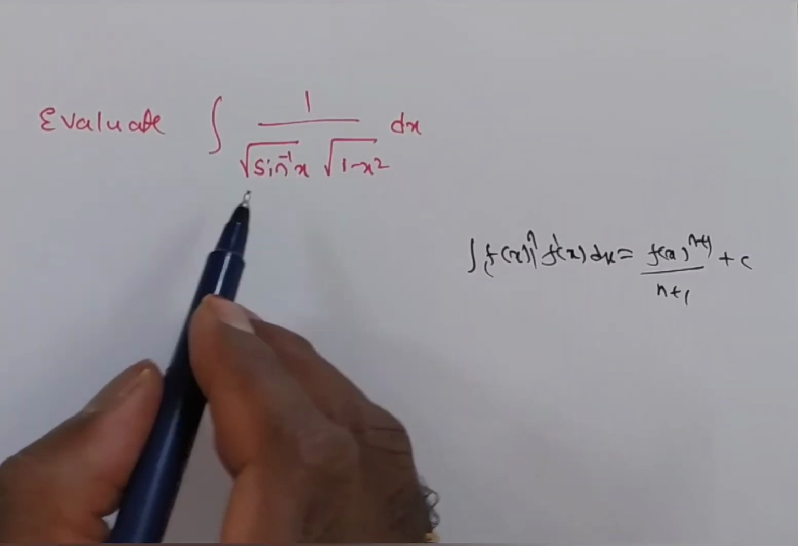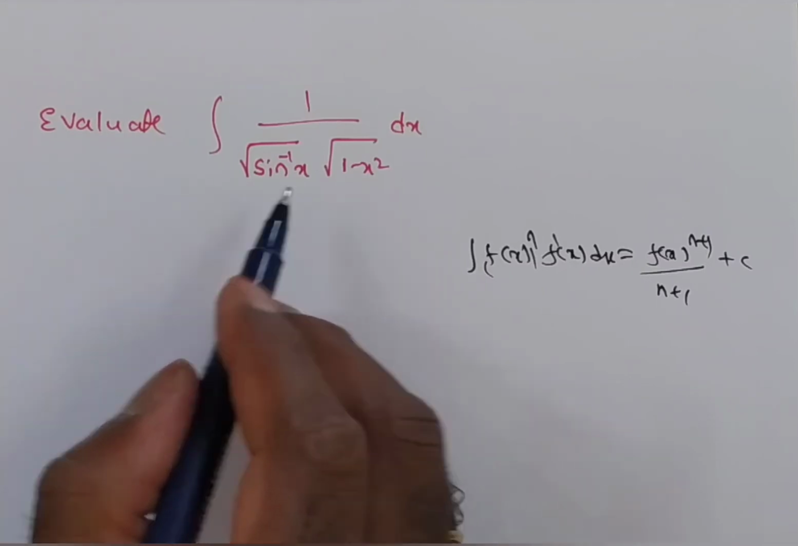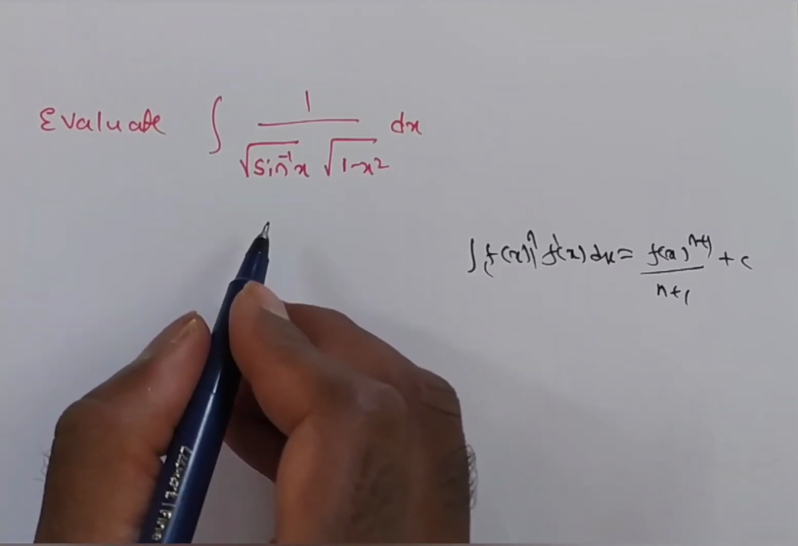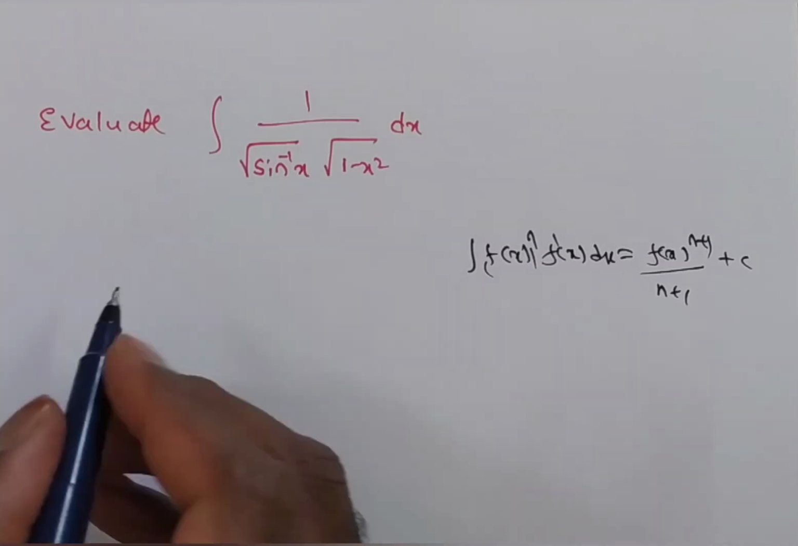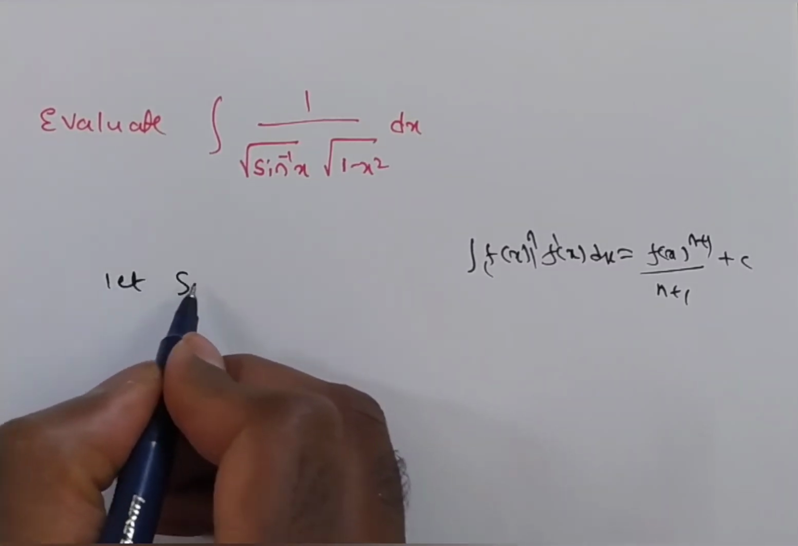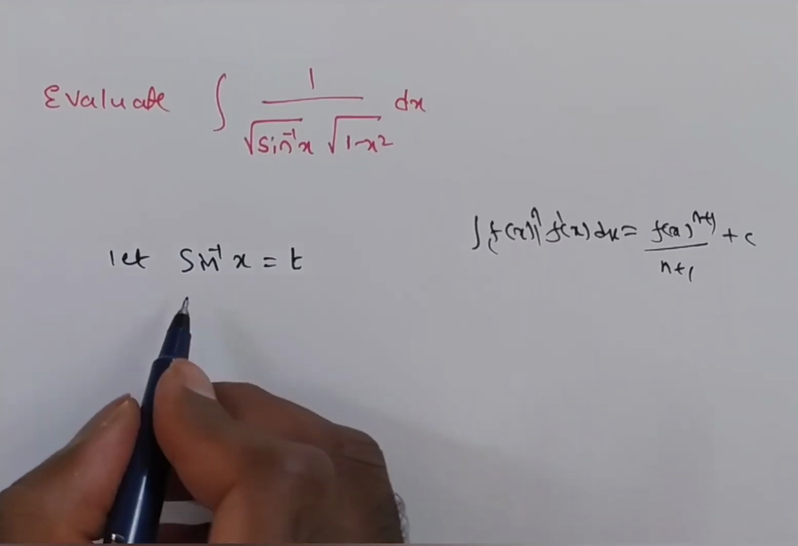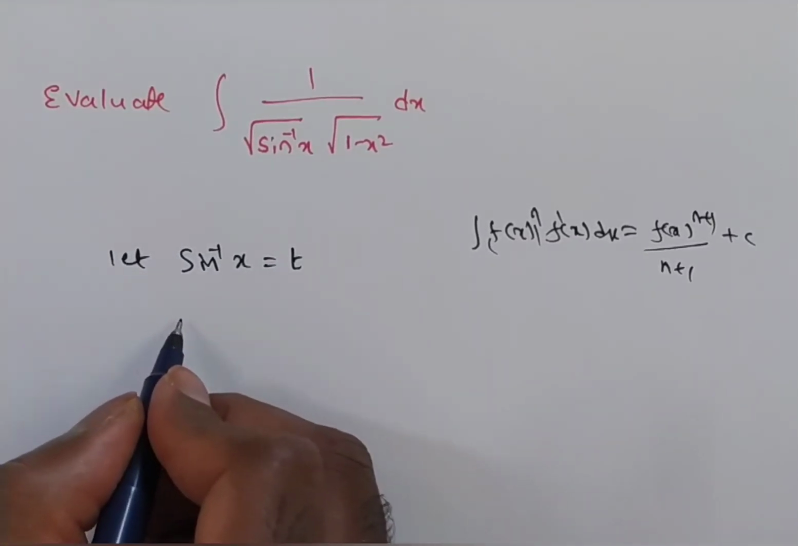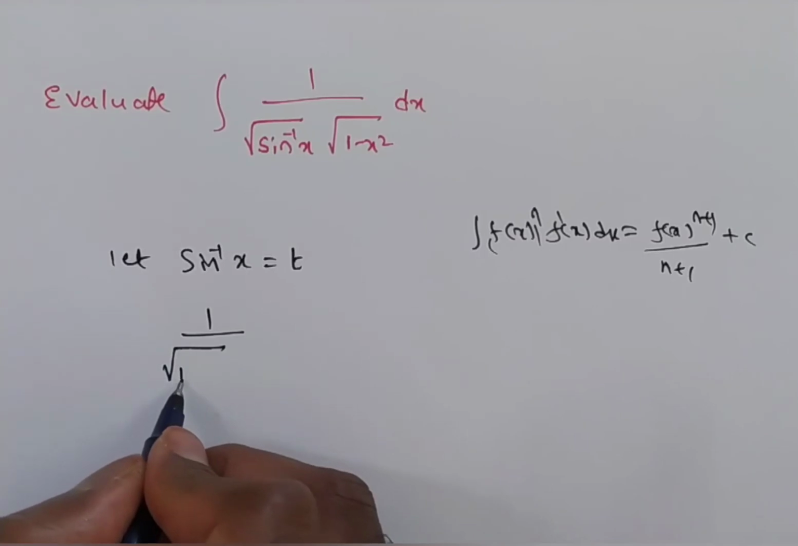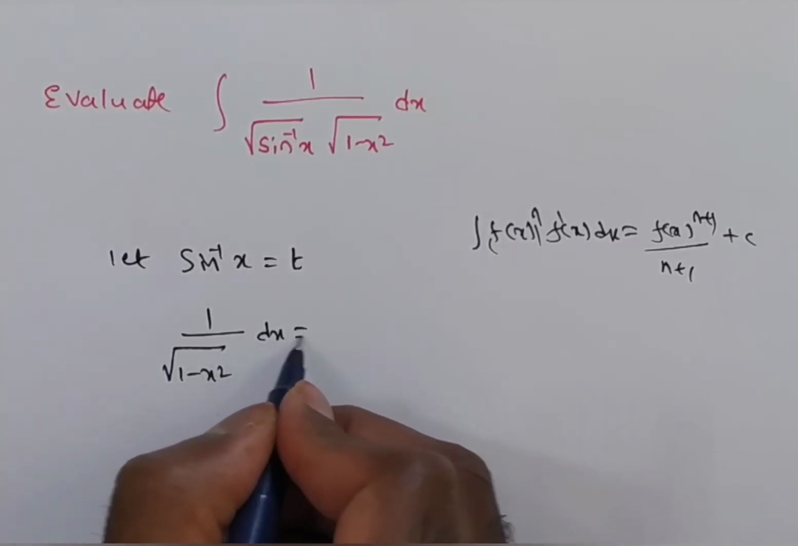So in this case, I am considering f of x equal to sin inverse x. Or else you can consider sin inverse x as t also. Let sin inverse x be equal to t. Then what is the derivative of sin inverse x? The derivative of sin inverse x is 1 by under root of 1 minus x square into dx. Here you have dt.